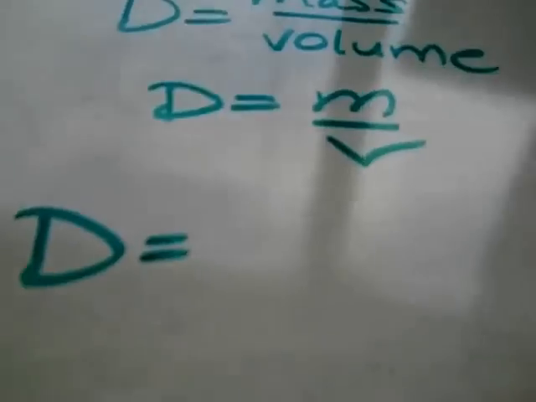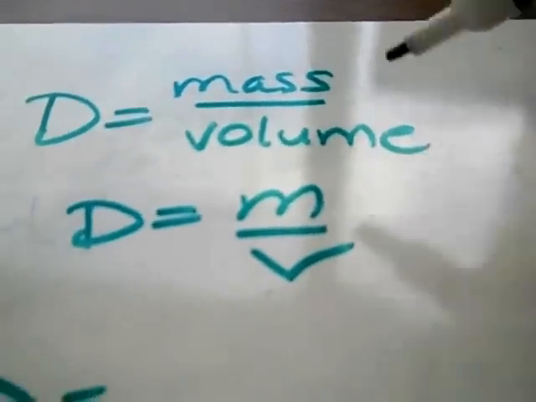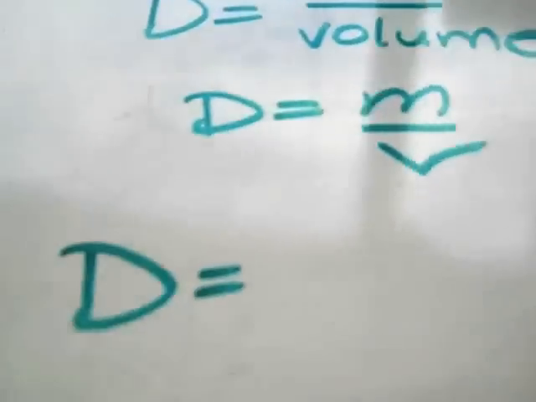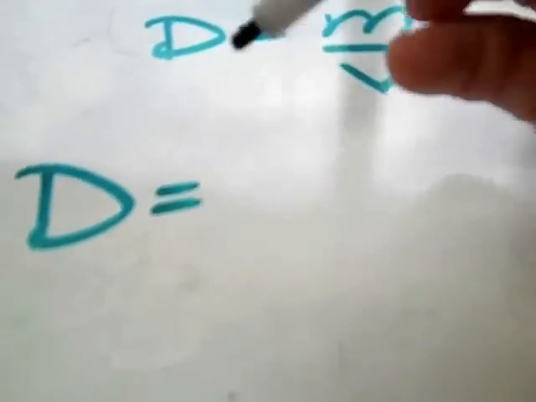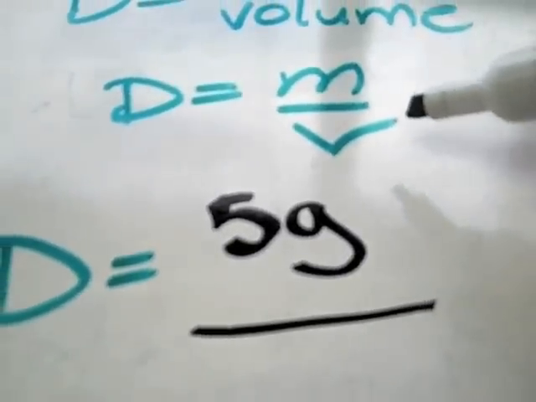So now I'm going to record my density. Sorry about that. So density is mass over volume. D equals m over V. So we're going to calculate the density of that marble. So I know my mass is 5 grams. Now I need to find the volume.